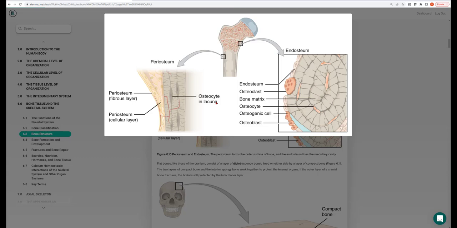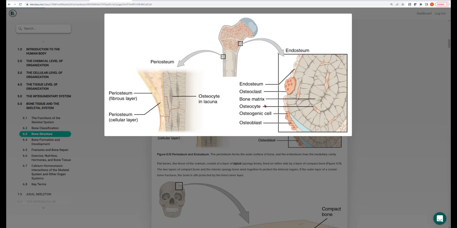This is true not only in bone, but in cartilage. Recall too that chondrocytes also live or hang out in these spaces called lacunae. So that is a shared characteristic between bone and cartilage, that the mature cells hang out in these spaces called lacunae. As we look inside at the endosteum, sort of that border between the compact bone and the spongy bone, I want to introduce you to a couple of different types of cells found in bone.